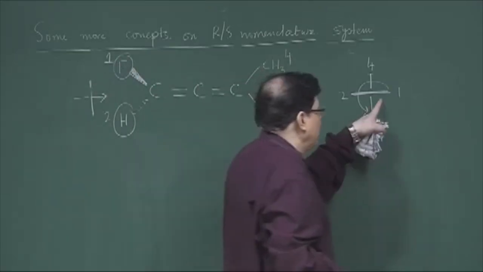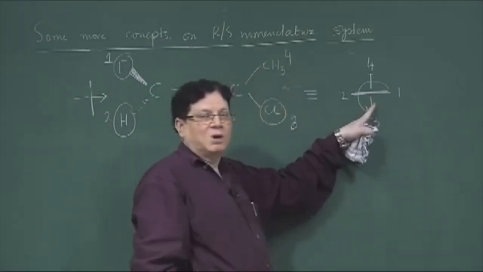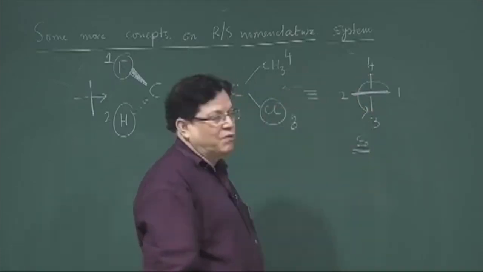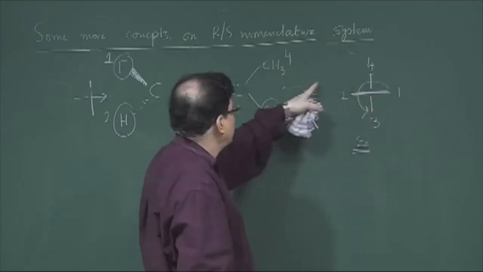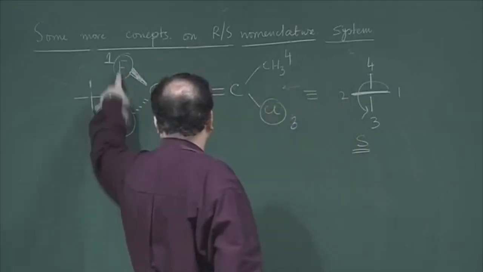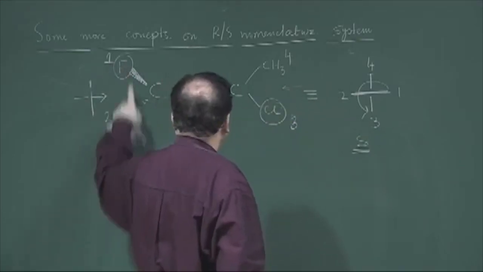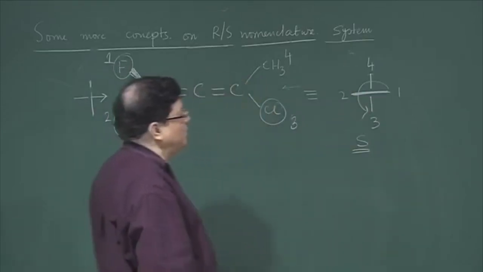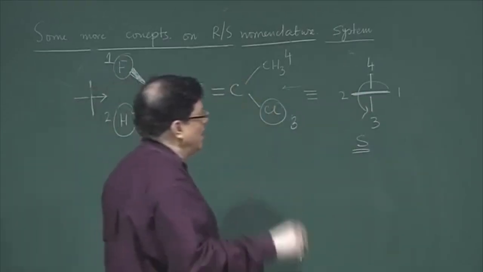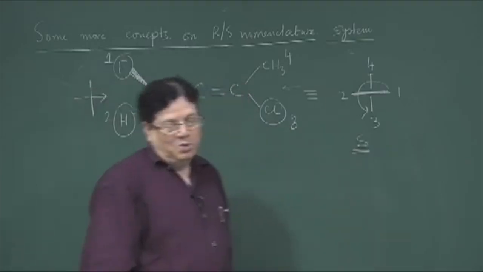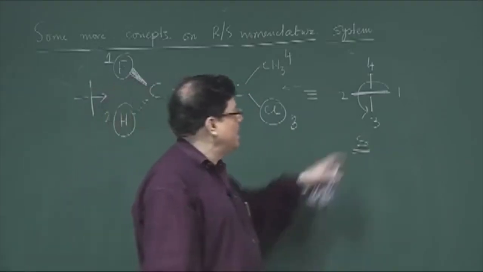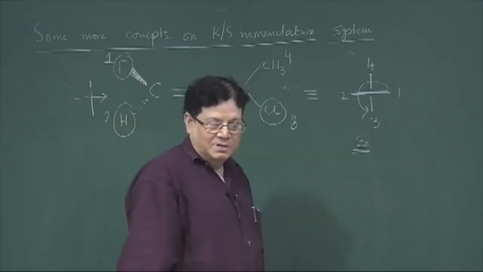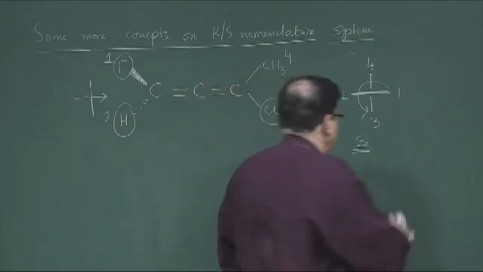Also remember that this is not a Fischer projection formula. The fourth group here is always away from you, because the moment you start seeing from here, the fourth group will be on this side, and that line will always be behind the front line. So the fourth group will occupy the back line. It is always behind you. It does not matter whether it is in the horizontal or in the vertical axis. It is always at the back.